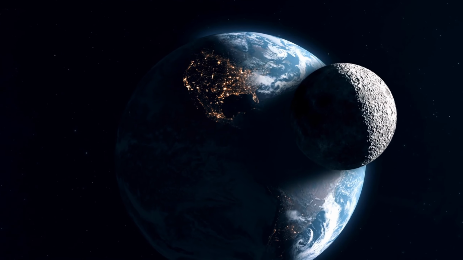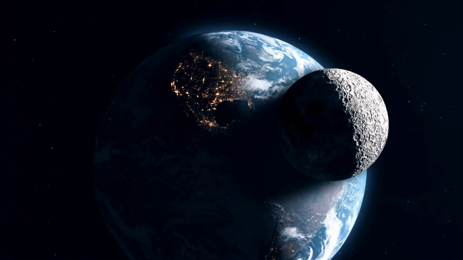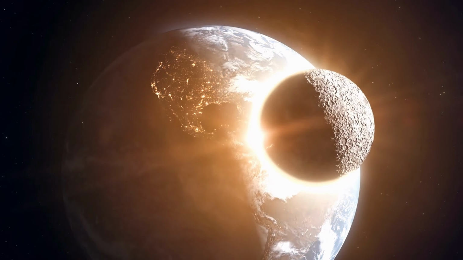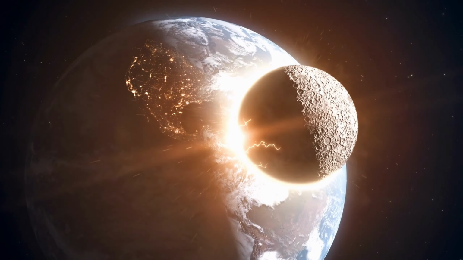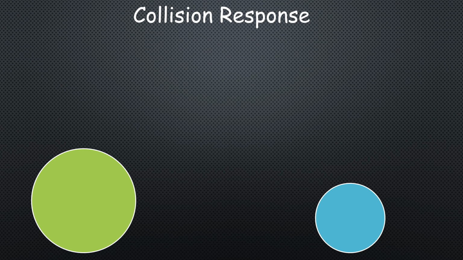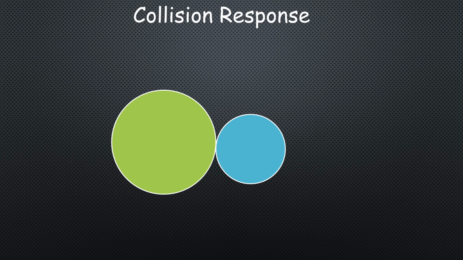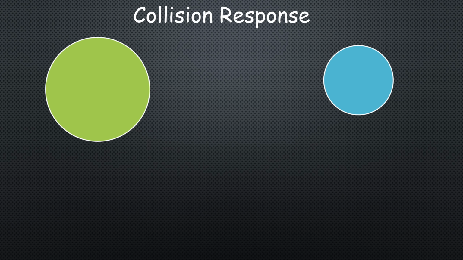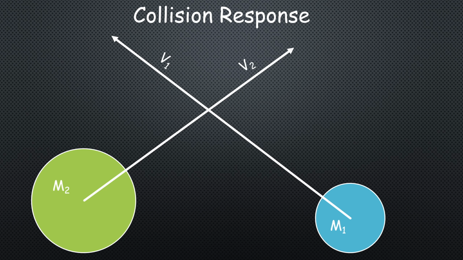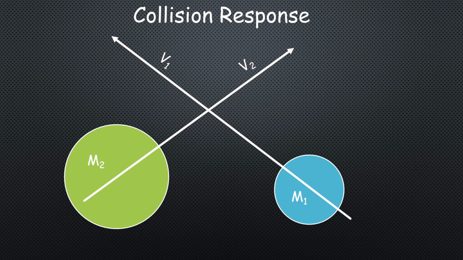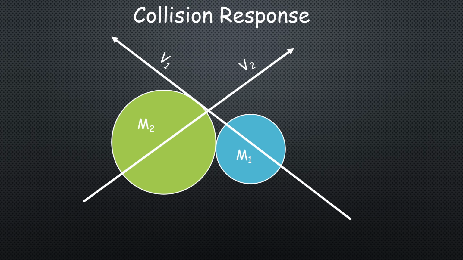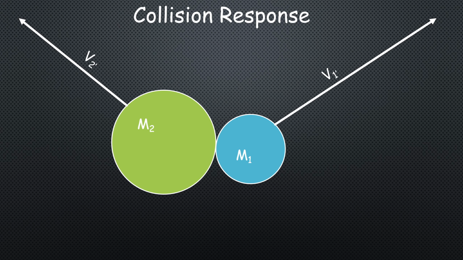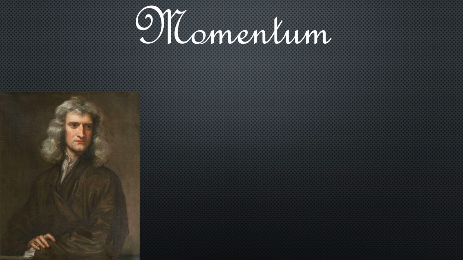Now what about collision response? In the real world, objects may crack and deform, and some heat is often generated as a result of a collision, but this is too complex to implement at this early stage. Instead, we simply assume that after the collision, the two objects fly off in different directions. So we know the masses of the two objects as well as their velocities at the point of impact. We assume that the masses don't change as a result of the collision, so we just need to calculate the velocities after the collision. Let's introduce a new concept, momentum.